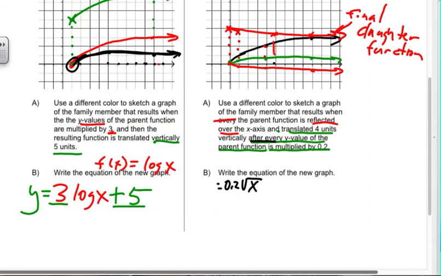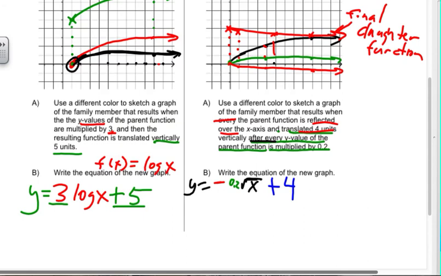Now I also know, and I'm going to change this out. There's my parent, and there's my parent. So the multiplied by 0.2 goes out here. Now we also reflected over the x-axis. So that's a negative out here. And then we translated this thing 4 units up. So that would be that one.